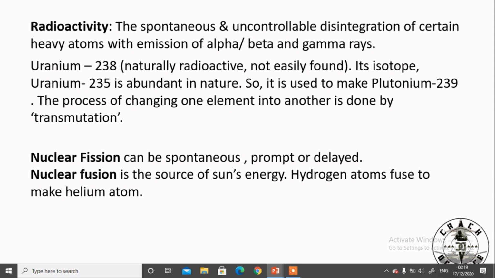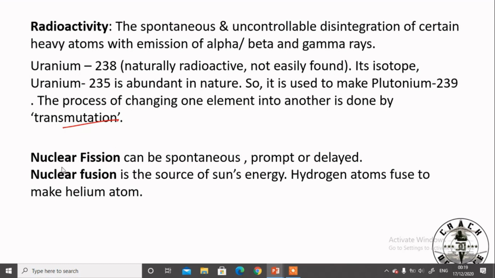Now uranium-238 occurs naturally and is radioactive, but it is not easily found in the environment. So its isotope, uranium-235, is abundant in nature. It is used to make plutonium-239, which is actually used in many radioactive chemical processes. The process to change one element into another is done by transmutation.